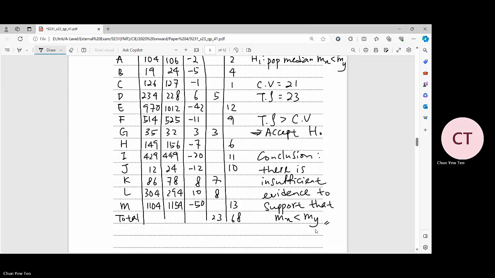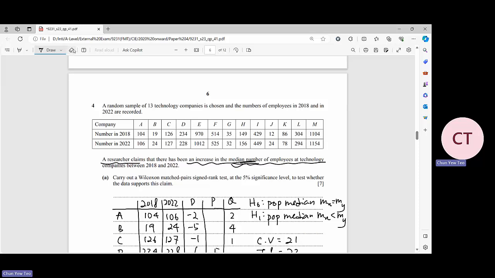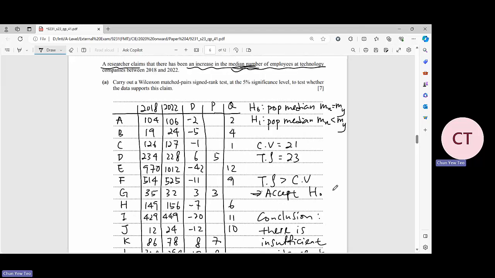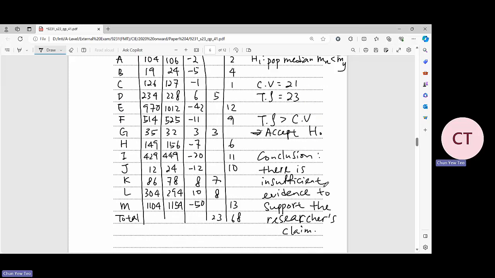Just like that. Okay. Or you can say that to support the researcher's claim, because the researcher claims that there's an increase in the median number. So you can just say that to support the researcher's claim. Okay, you can change it into this way. Okay, that's all. So this will be the answer for the 4A. Okay, so now we move on to the part B.